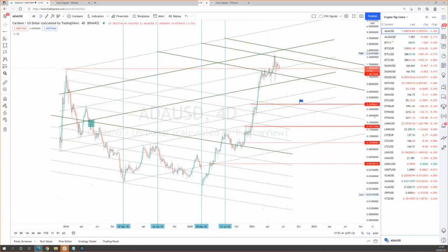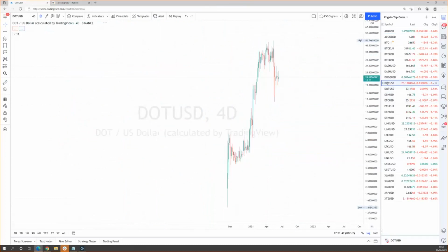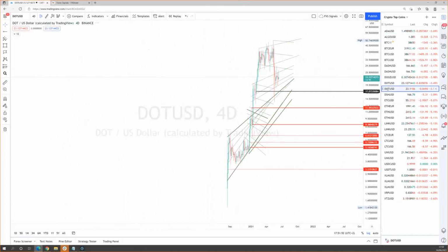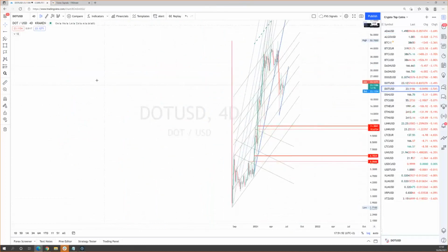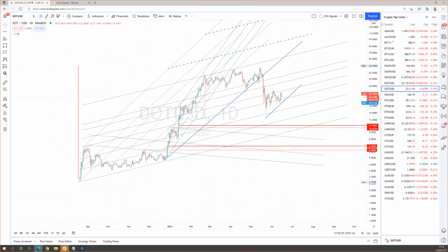Okay, we can also look at Polkadot. This is a look at the daily arithmetic. Okay, came up with two different angles here as well. The more price history we have, the more we can fine-tune those angles.